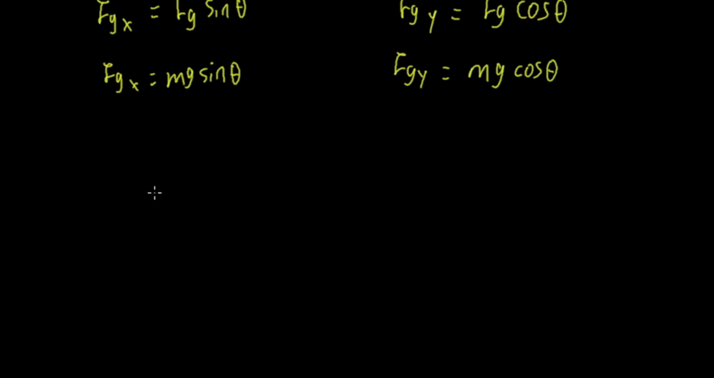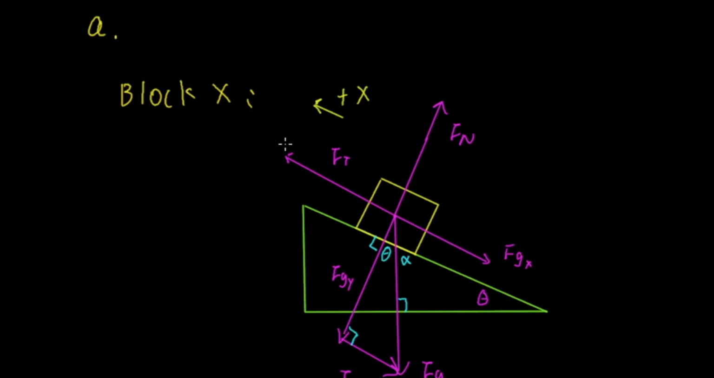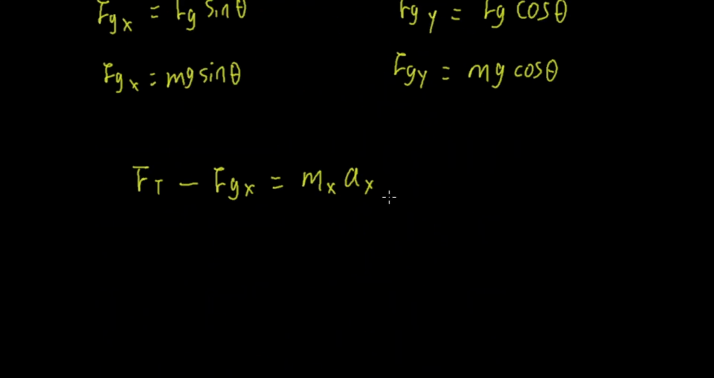So we will write this. Tension force minus Fg sub x is equal to the mass of the x block times the acceleration in the x direction, here. Now, we know that the formula for Fg sub x is mg sine theta, so minus mg sine theta.